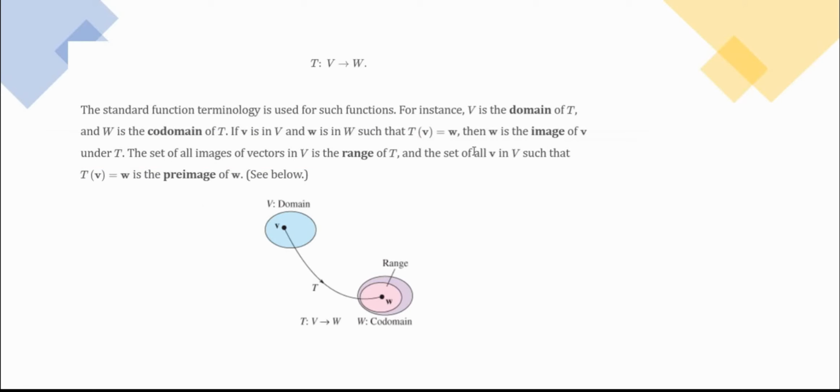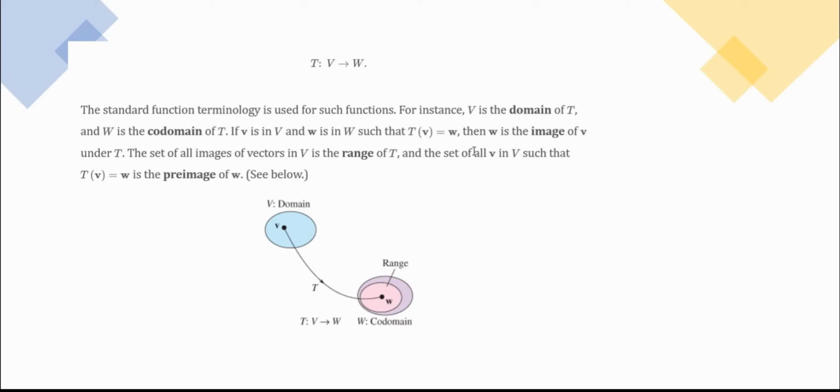Graphically, we look at this transformation. The standard function terminology is used here for these functions. Here, V is the domain of T, you recall from the previous section, and W is the codomain of T. If little v is in V, and little w is in big W, such that T of v is equal to w, then w is the image of v, and that's taken directly from the idea of functions from algebra.